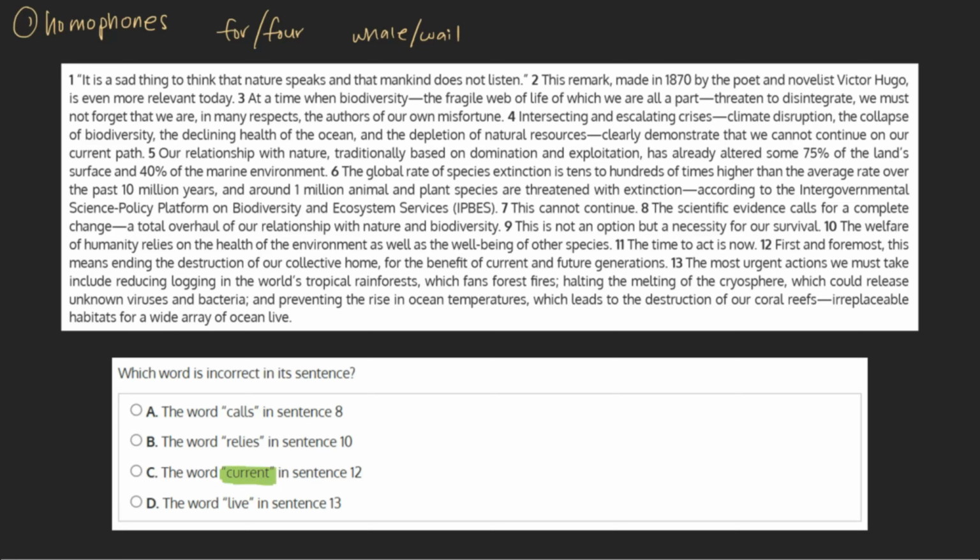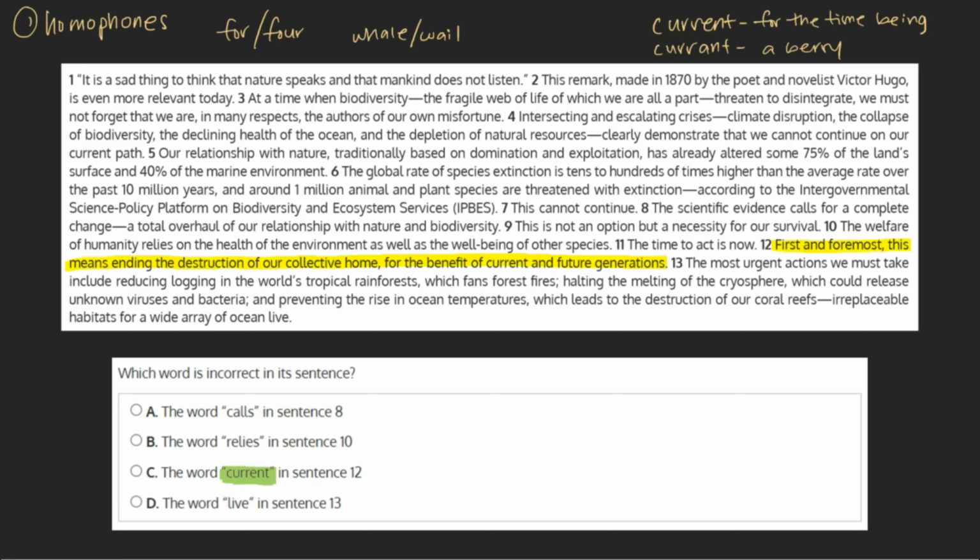Current. Current, spelled C-U-R-R-E-N-T, means for the time being or up to date. When spelled C-U-R-R-A-N-T, it's a kind of berry. With this in mind, let's take a look at sentence 12 to determine the appropriate spelling.